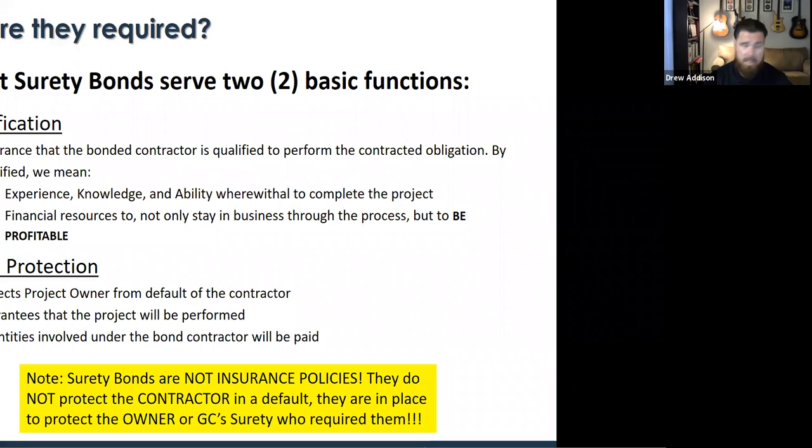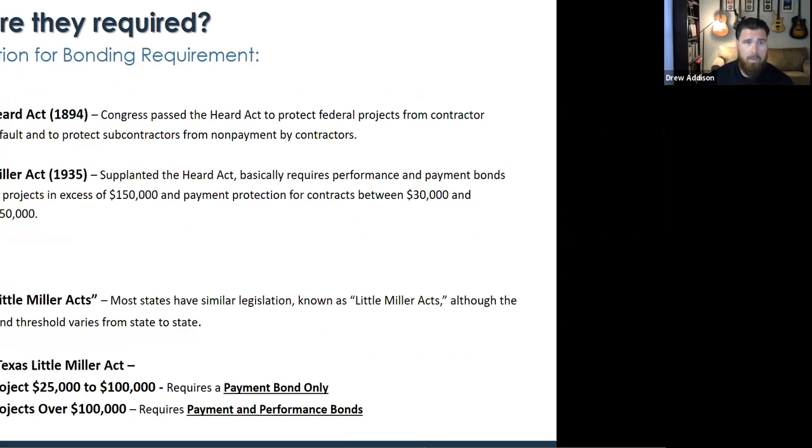So maybe the city or the state is going to sit down and require you as the contractor to bond to them, right? What I mean by bond to them is they want the protection that you are going to perform the work based on what the contract says, and that everyone is going to get paid along the way. So we can take a deeper dive into why they're required from a legislative standpoint.